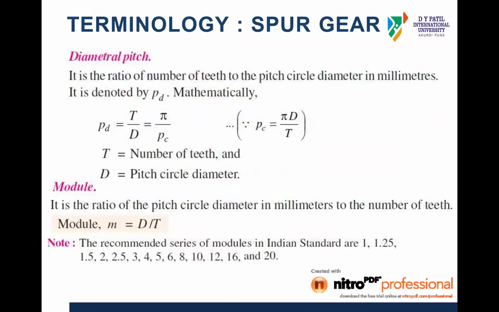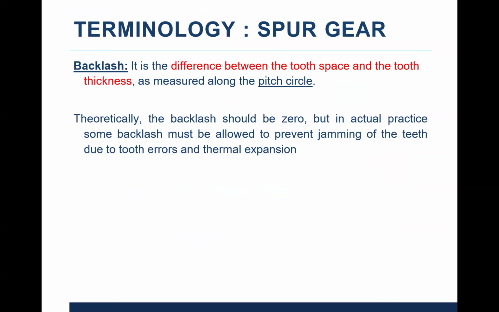Then next, what we have is diametral pitch. Okay, so it is the ratio of number of teeth upon diameter of gear, that is known as the diametral pitch. Then next module, so it is the ratio of pitch circle diameter upon number of teeth, that is known as module. Then we have backlash, so it is the difference between tooth space and tooth thickness. Okay, that is measured along the pitch circle, that is known as backlash. Okay, so normally this backlash value is 0 in actual practice, but in some cases we provide some value of backlash, that is 0.0157 times module, to avoid jamming of tooth surface.